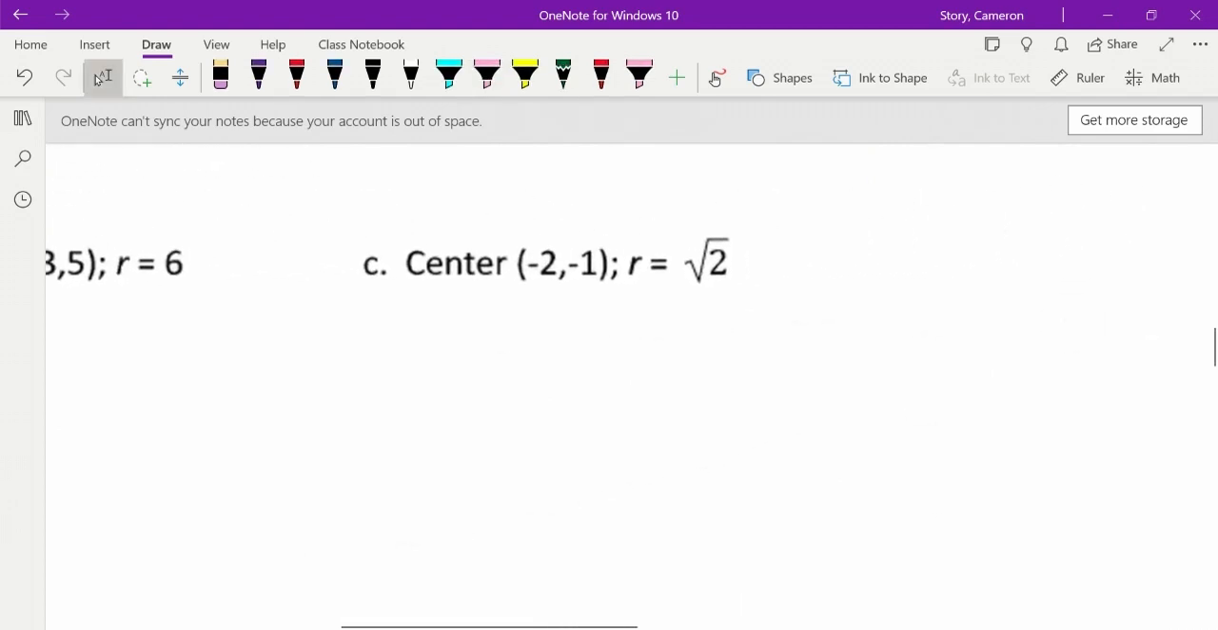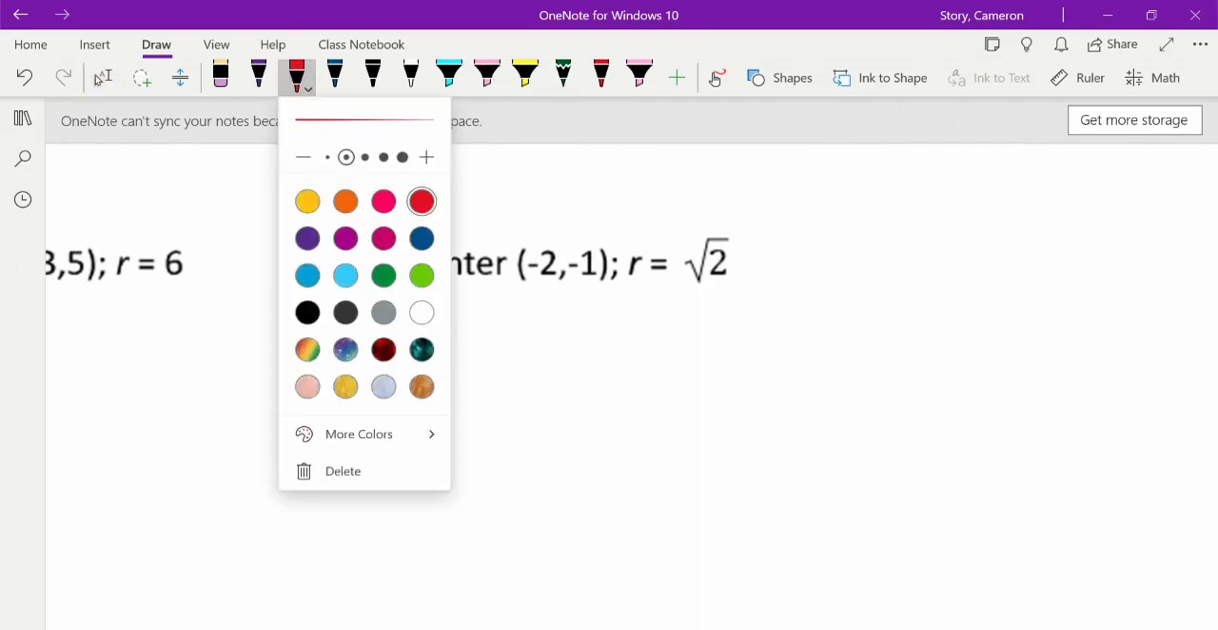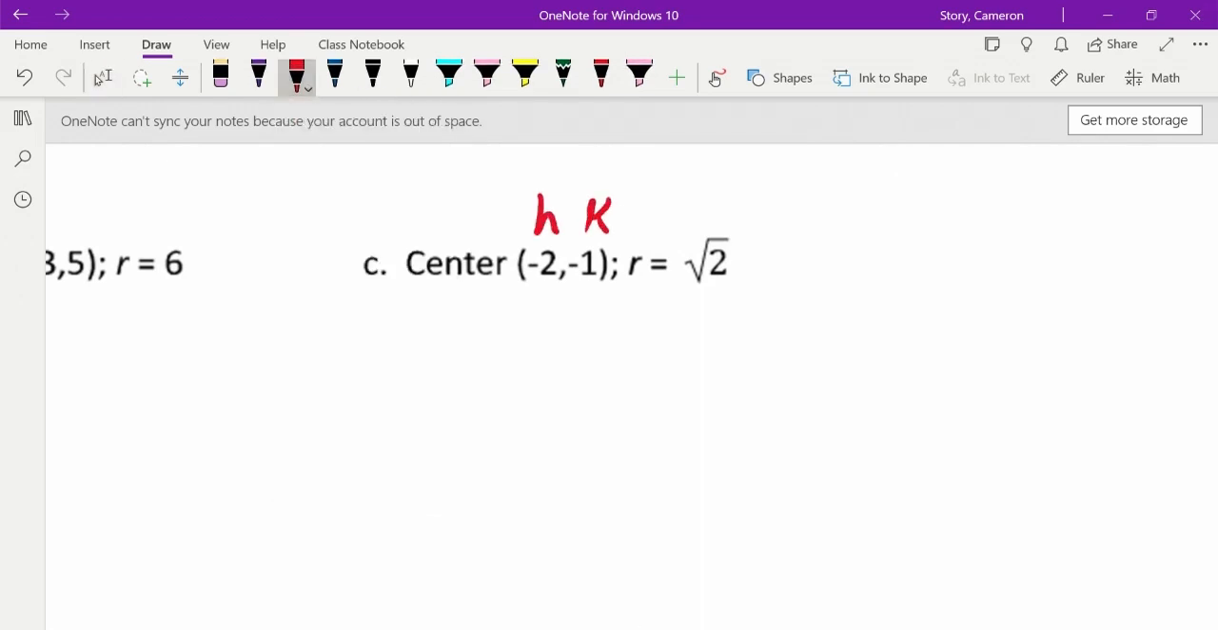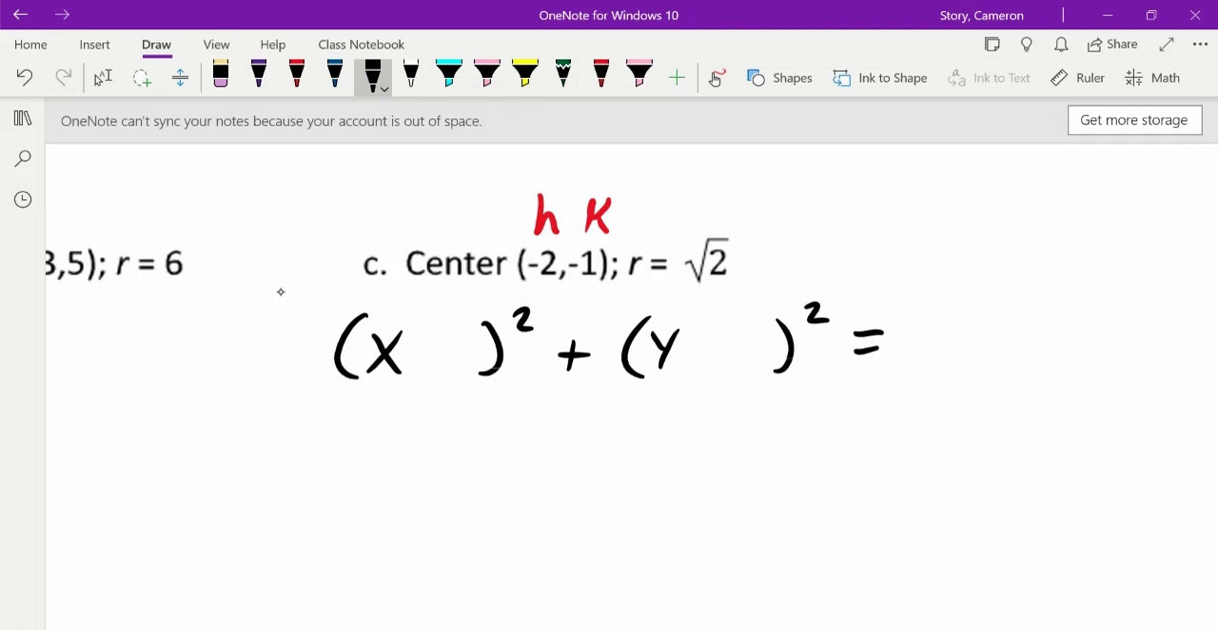I'm going to do part C, which says that h and k are -2 and -1 respectively, and that my radius is square root of 2. Okay, we know that the equation is (x minus h) squared plus (y minus k) squared is equal to r squared. In this case, my radius is going to be the square root of 2.